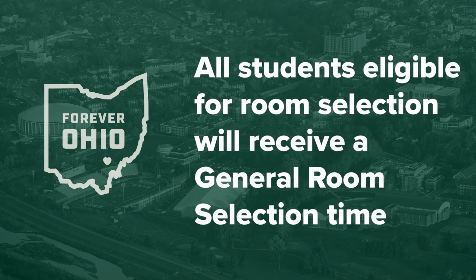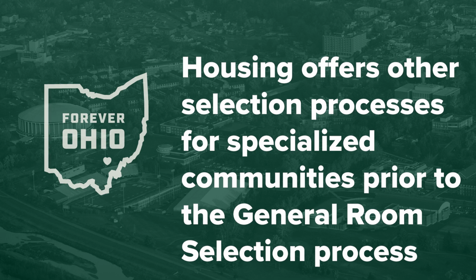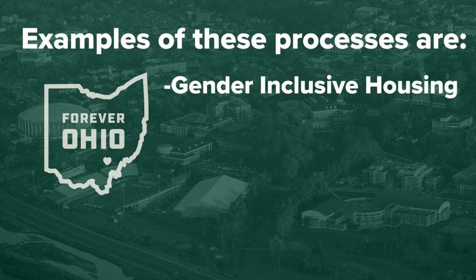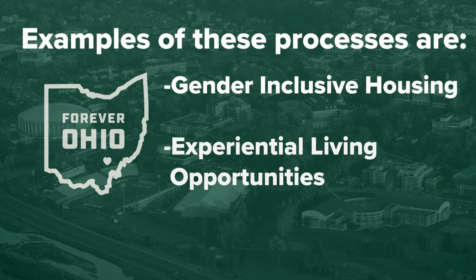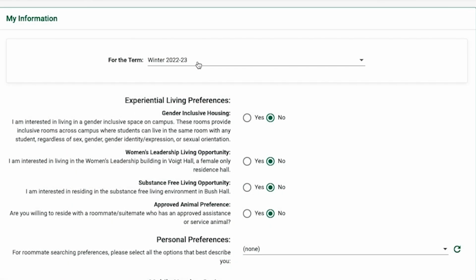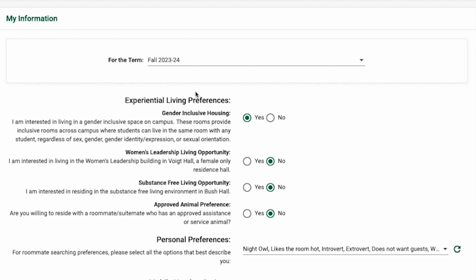While all students eligible for room selection will receive a general room selection time, housing offers other selection processes for specialized communities prior to the general room selection process. Please be aware, once you have selected a room in any selection process, you will be removed from all other selection processes. Examples of these processes are gender-inclusive housing, experiential living opportunities, and triple room selection. You can opt into many of these selection processes. Others, like 1804 Scholars, Links, or Honors, are affiliated with scholarships and university programs.